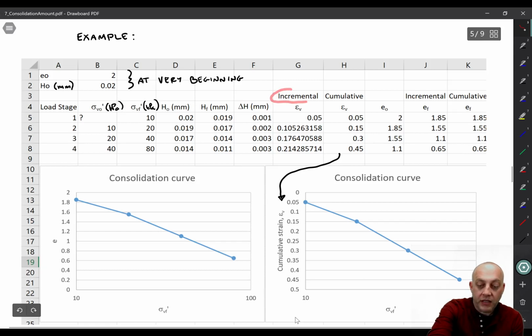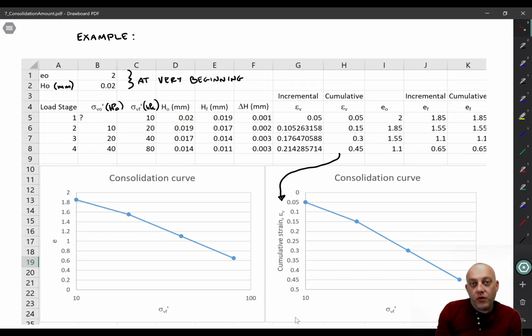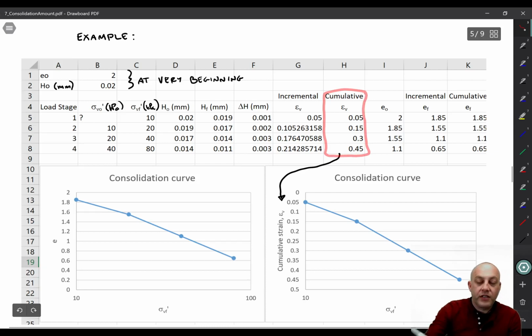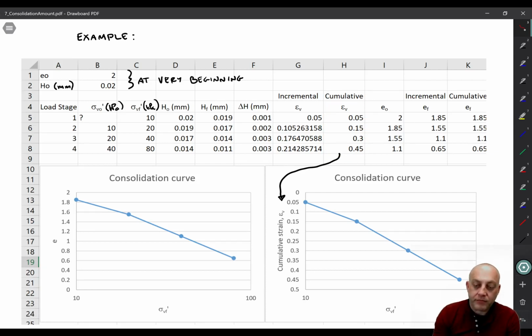Students often ask me, do we use the incremental strain, which is the change in height divided by the initial height for each stage, or do we use some sort of cumulative strain, which is the change in height from the very initial condition divided by the very initial height? And the answer is that you can use either one, and it's more common to use the cumulative strain. You'll get the same final void ratio either way, which is what we're trying to get here.